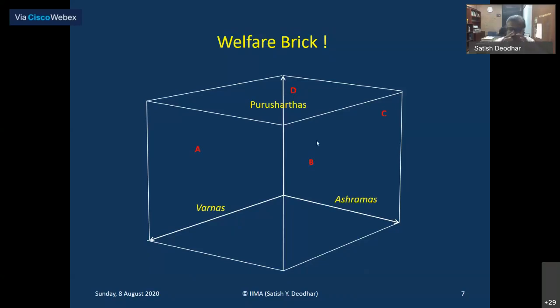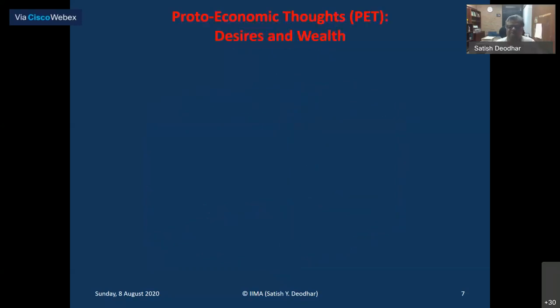So this combination of 4 times 4, a combination of total 64 points that are there. An individual could choose where he or she wants to be. This is a much more holistic approach than just saying that the individual is a utility maximizer. So that's the fundamentally different approach that is taken in the Indian subcontinent compared to the Western world.